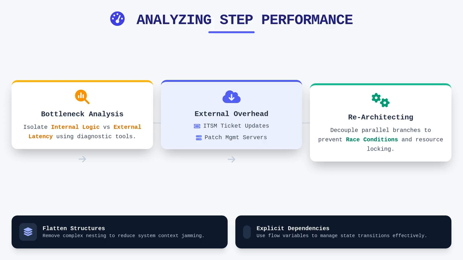If we find that a parallel execution branch is causing contention, we must consider re-architecting the flow to decouple these actions. Poorly designed parallel branches often create race conditions where the order of operations conflicts with the requirements of the downstream data processing. By flattening these structures or introducing explicit dependencies through flow variables, we can manage the state transitions more effectively and prevent the jamming of system context that occurs when resources remain locked for too long.